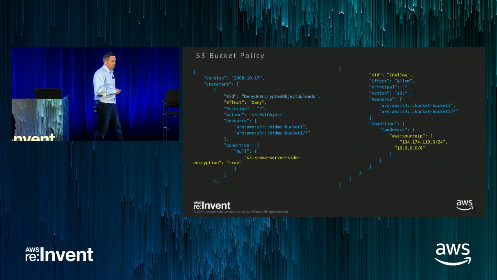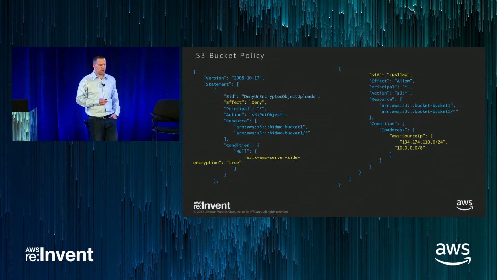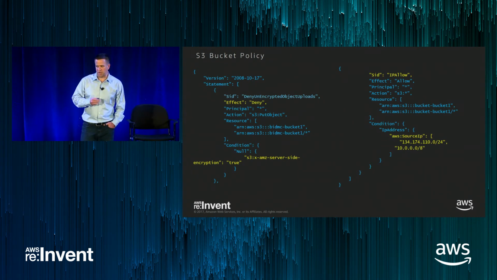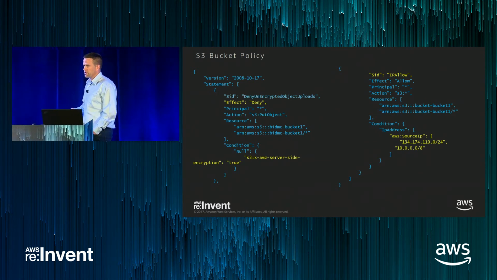And this is an example of one of our S3 bucket policies. On the left, you'll see the configuration that denies the upload of an unencrypted object. This is the method that we're using right now.